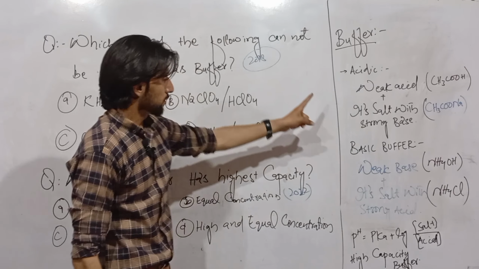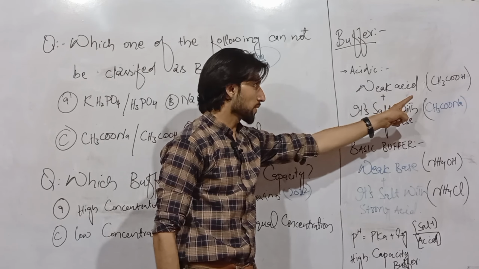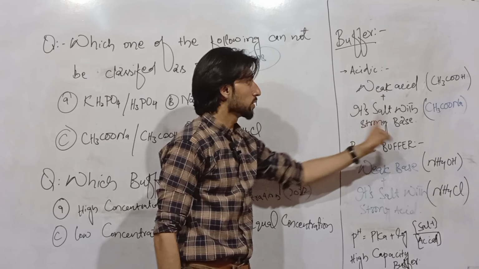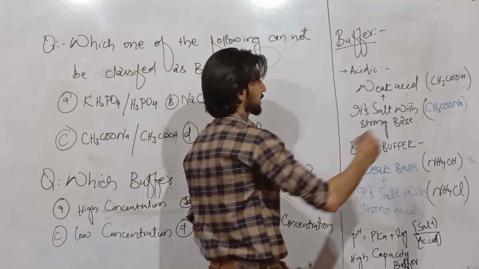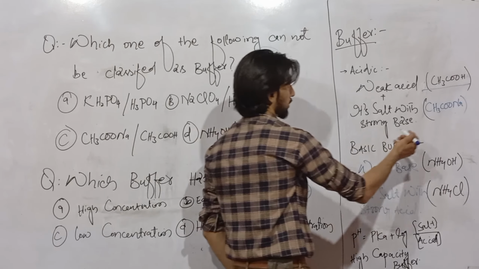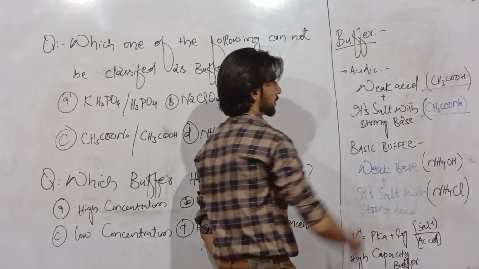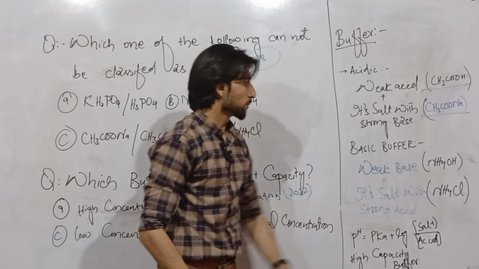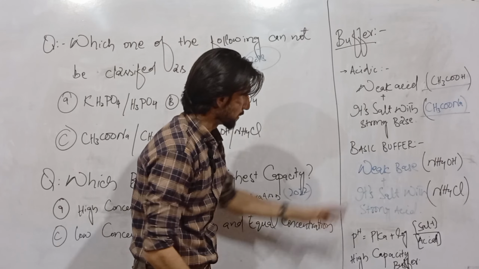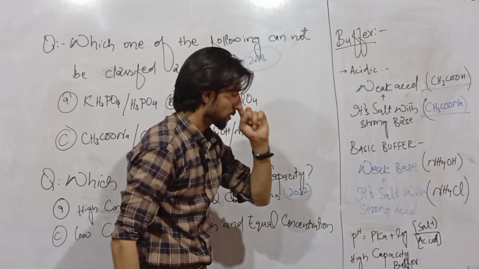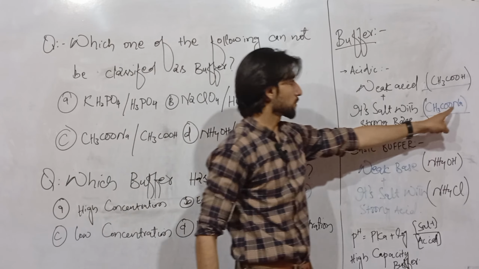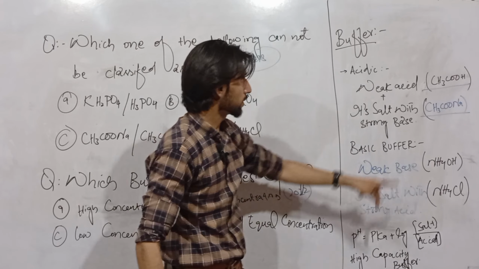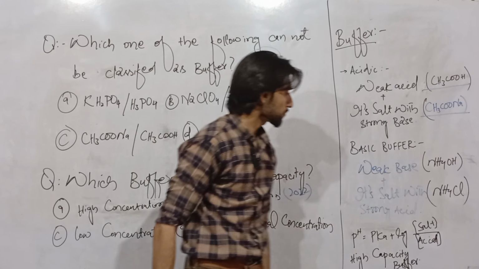There are two kinds of buffers. An acidic buffer is made up of a weak acid and a salt of that acid with a strong base. For example, acetic acid is the weak acid, and sodium acetate is the salt. And also a basic buffer: ammonium hydroxide and ammonium chloride, a weak base and its salt. In this case the sodium comes from NaOH, a strong base, and here the chlorine comes from HCl, a strong acid.